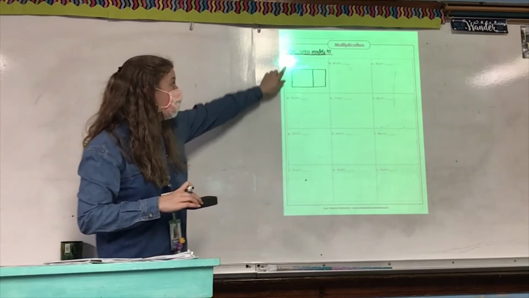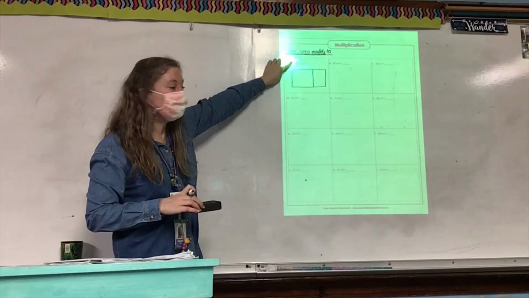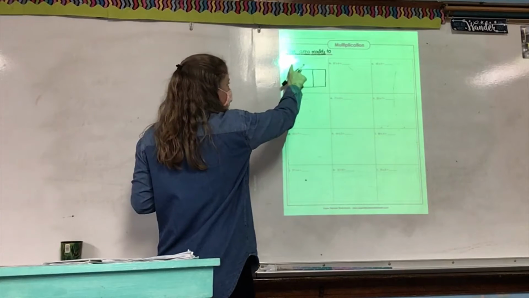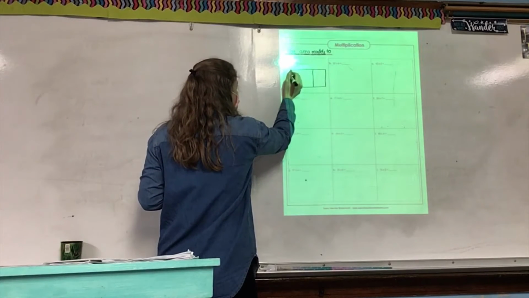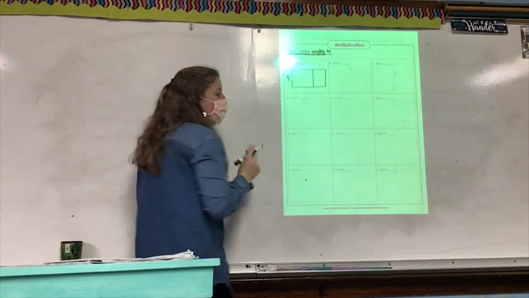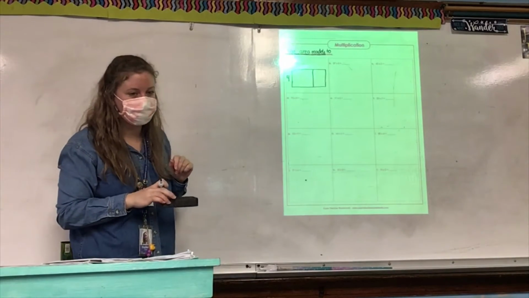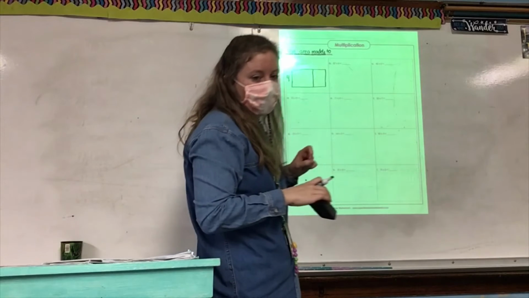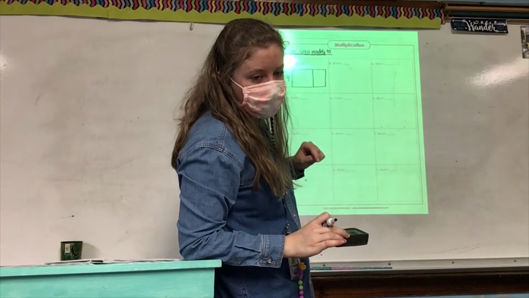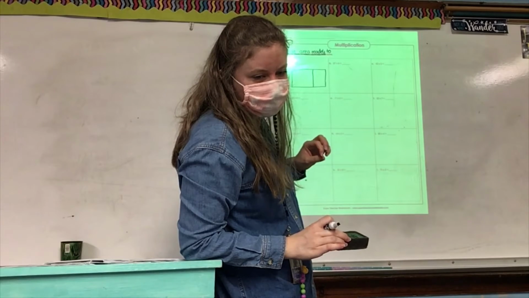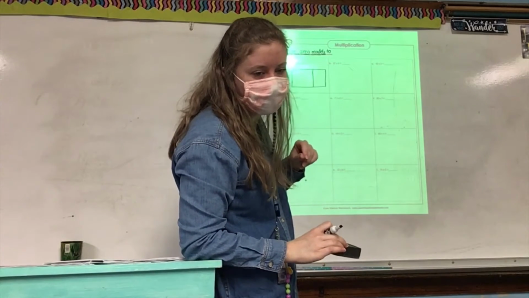Step 3. Write the smaller factor on the short side on the left. So I have 37 times 4. My smaller factor is 4. So I wrote it on the short side on the left. The steps are a little out of order, but they still work.